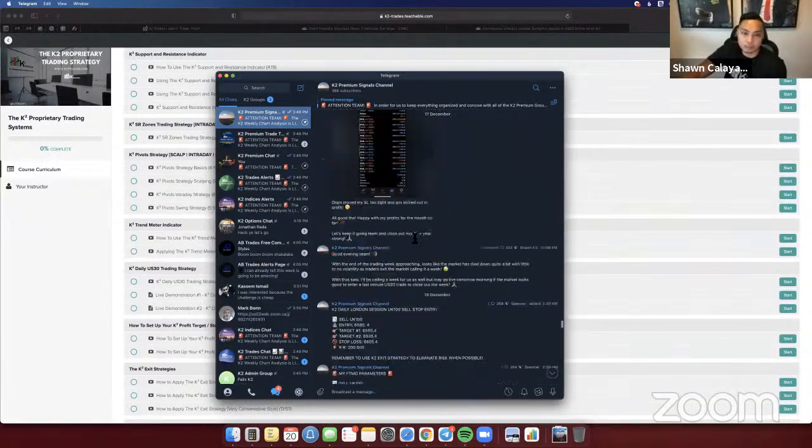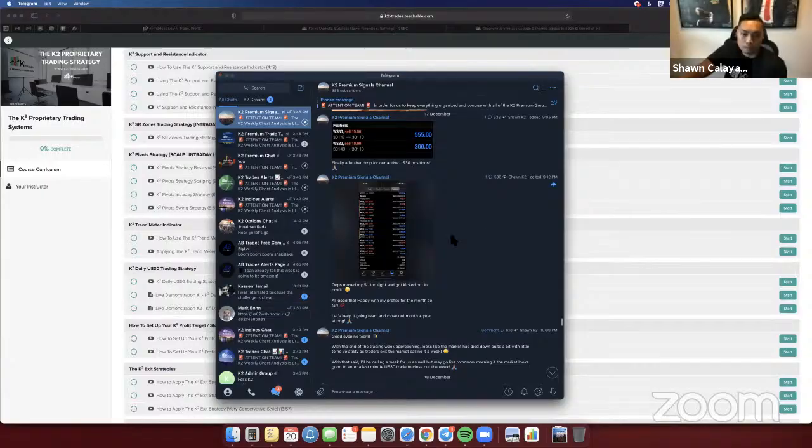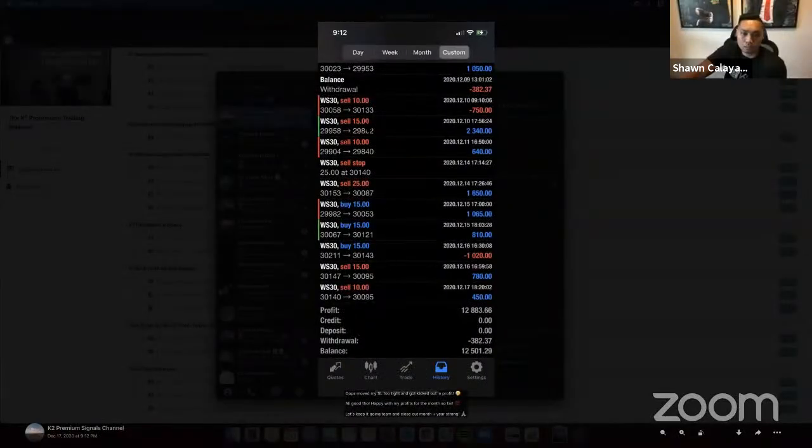If you see my profits over here, obviously you can see they're all 15 lots, right? The only time they're 10 lots is if I'm scalping or if I'm entering a late trade. So all of them are 15 lots here. That's what I use on the 100K, and that's what I figured out to yield the best profits.